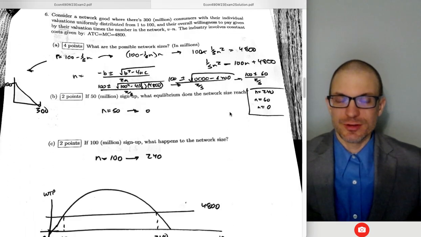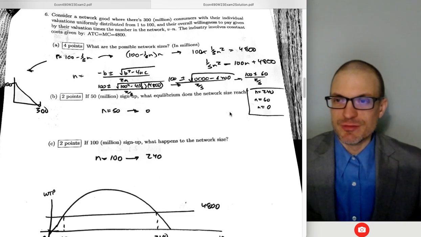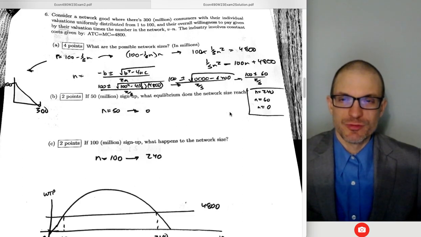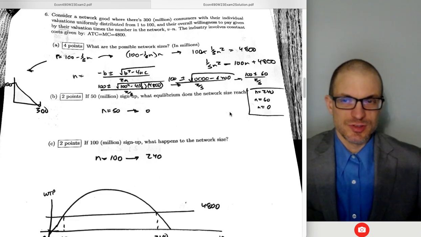All right, so now the quantitative ones. Consider a network good where there's 300 million customers with their individual valuations uniformly distributed from 1 to 100. Their overall willingness to pay is given by their valuation times the number in the network, V times N. And the industry involves constant cost, average total cost equals marginal cost, which is equal to 4,800.